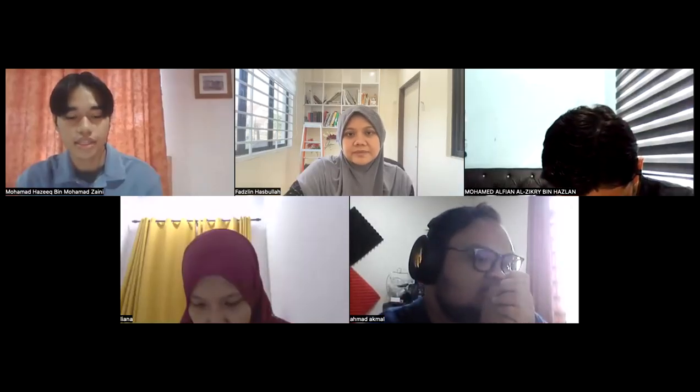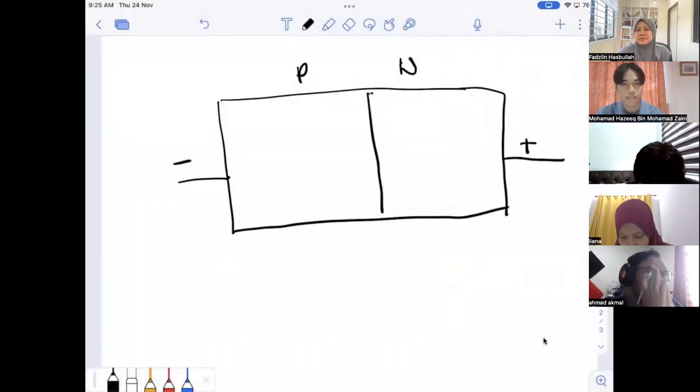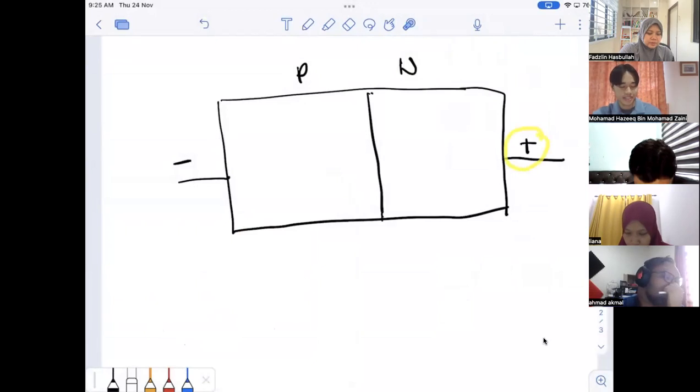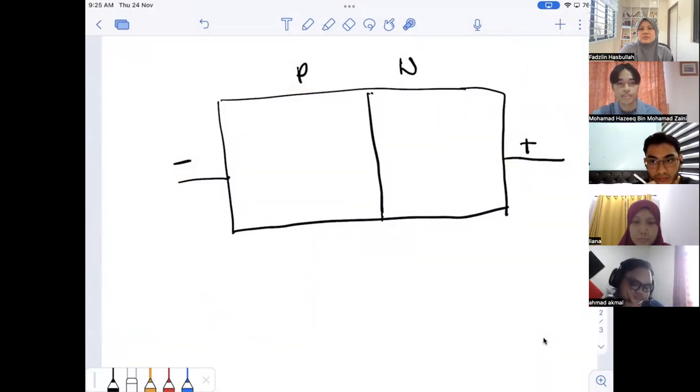Macam mana? There are fewer free carriers at the depletion region. Yalah, kenapa? Why? Why does the magic happen like that? Yeah. So remember, when you apply a negative voltage, it means that at the N end you apply a positive, and at the P you apply negative, right? Yes or no? Yes.